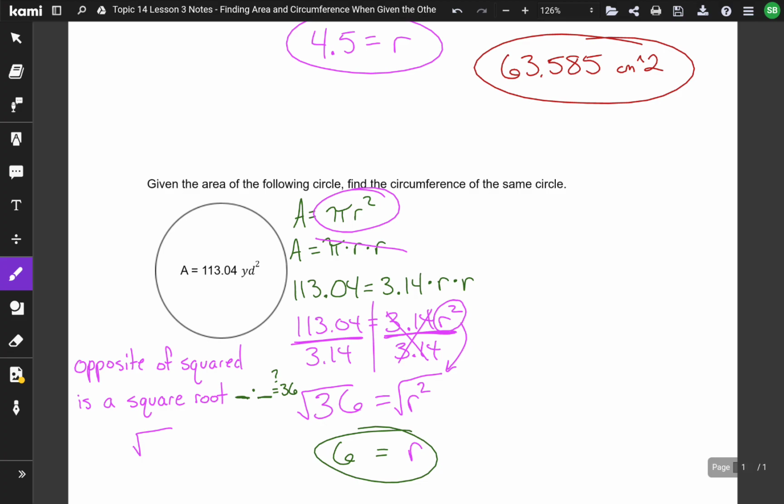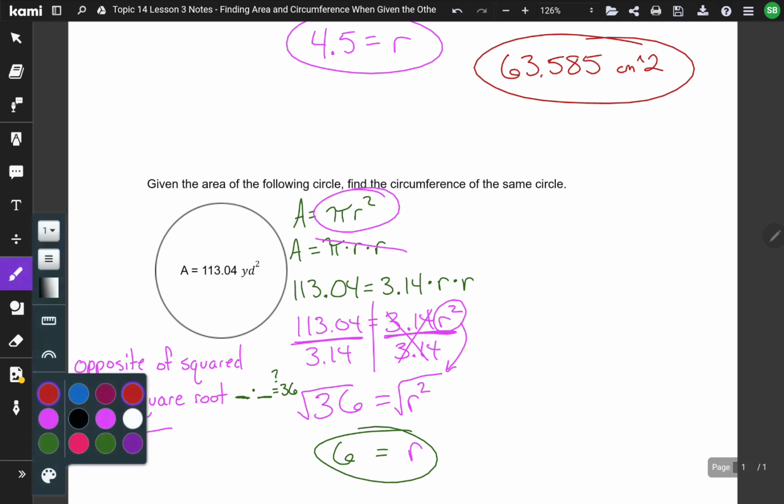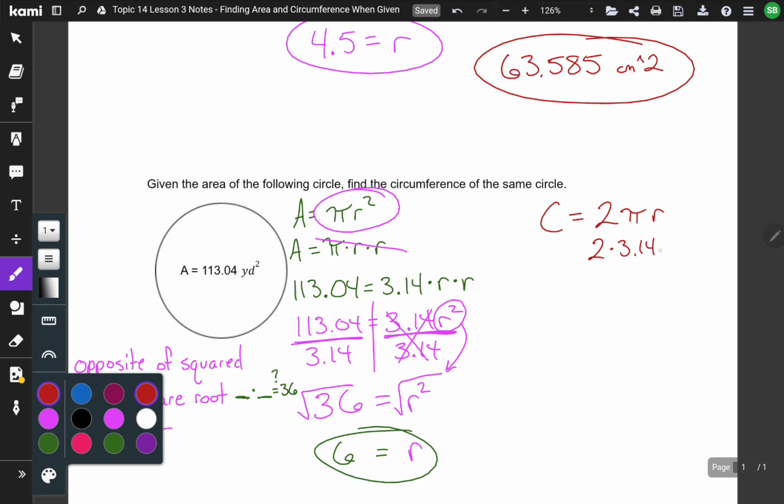All right, well, that's my radius. Now I can use my radius to go find the circumference, which is the actual question here, right? I'm not done yet. So now I'm going to change colors here. I'm going to go to my circumference, which is 2 pi r. Again, I want to use the radius formula here because I know what the radius is. 2 pi r, so that's 2 times 3.14 times my radius of 6.